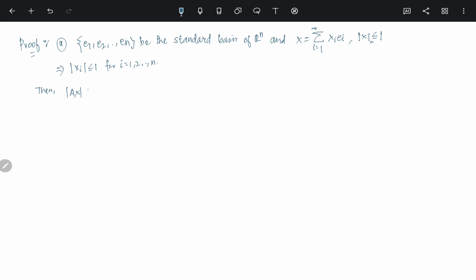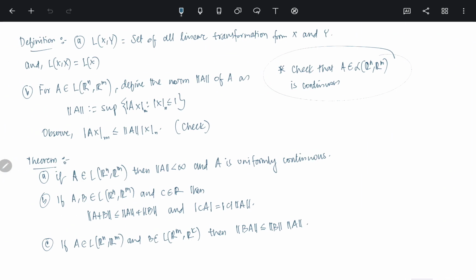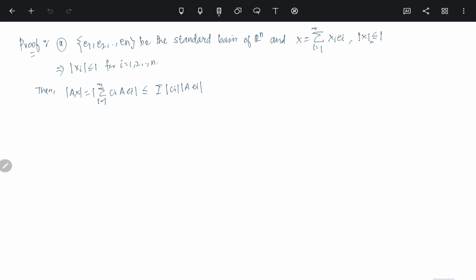Once that is true, one can write A of x. How does A of x look? It looks like the summation of xi A of ei, by linearity, i from 1 to n. Then this can be dominated by the summation of mod xi times mod A of ei. I am using the property that A x is less than or equal to norm of A times mod of x, together with the triangle inequality.